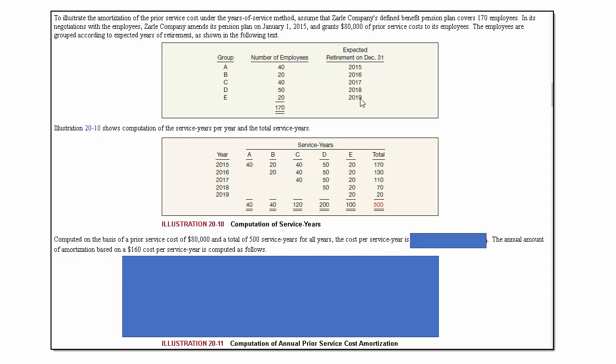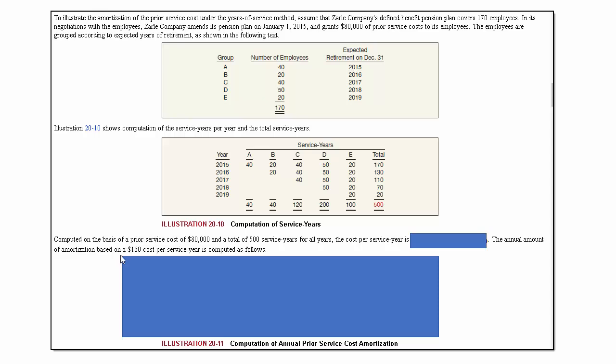Now, if we're going to calculate the annual prior service cost amortization, we would have to produce this schedule here. So what you do is you list the groups and you list the service years by group. And what you see is when we have more than 1 year, we just repeat the service year. So for group B, we've got 2 years to consider. We put 2 down. For group C, there's 3 years to consider, right? It's depending on the timing of where we are and how many years until they retire. And you run through these numbers to come up with a total service years.